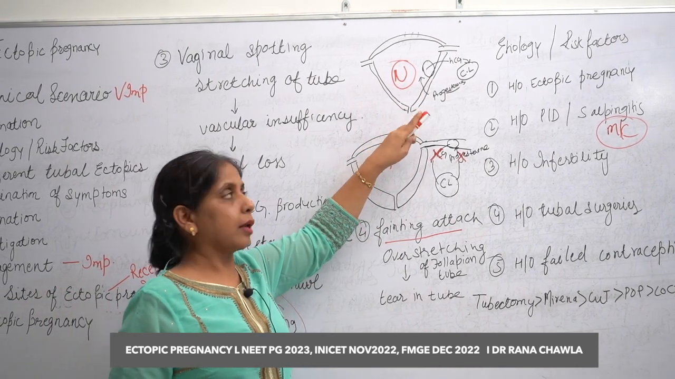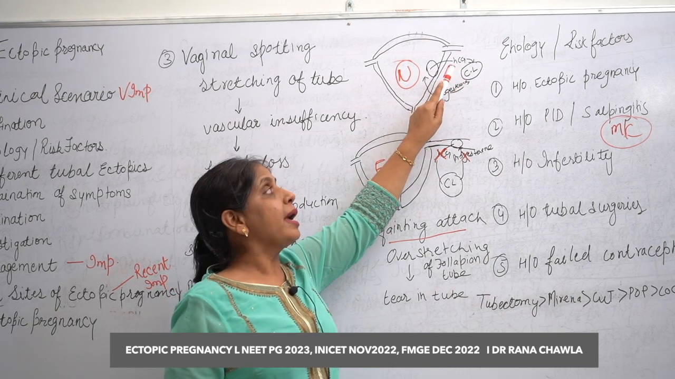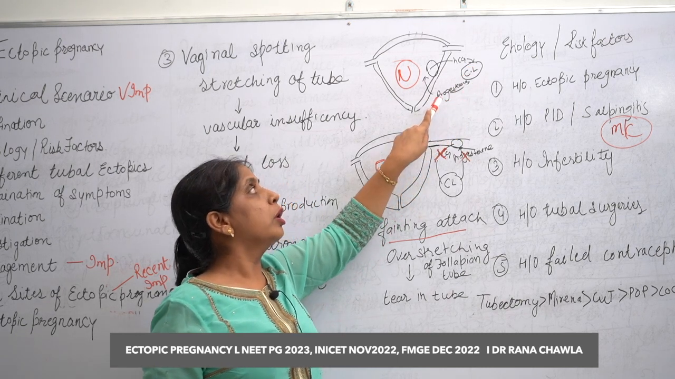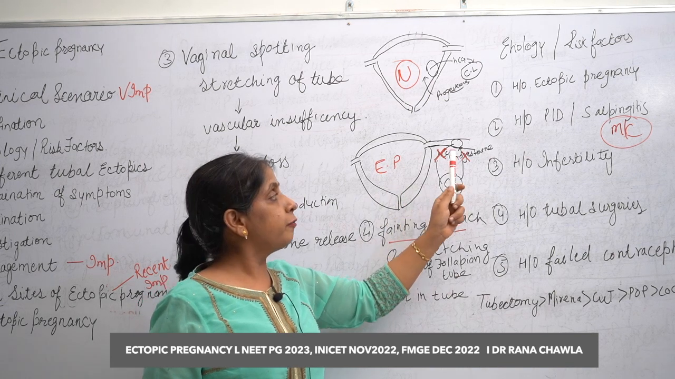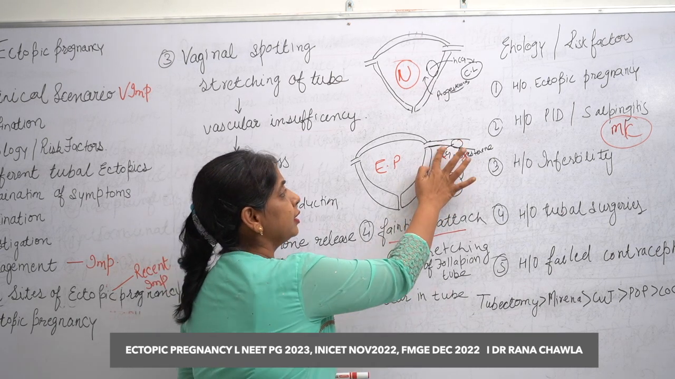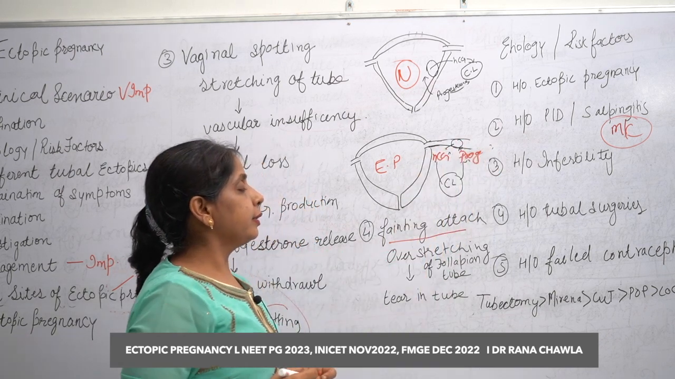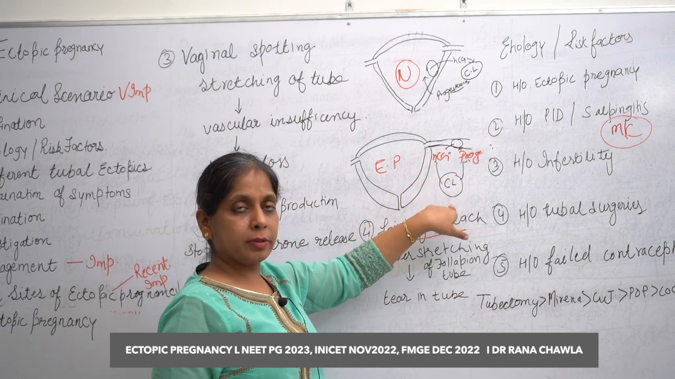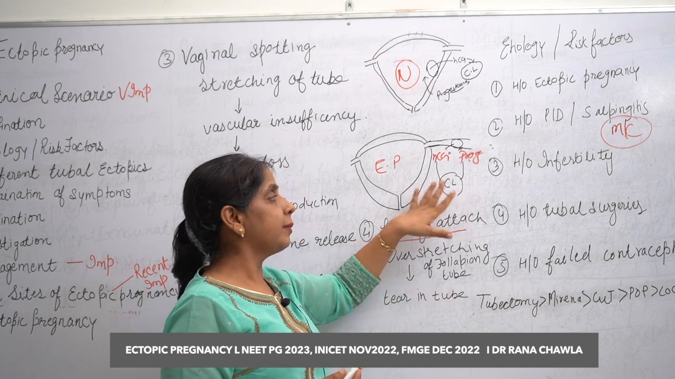Once again, this is a basic thing. The trophoblast cells of the embryo synthesize HCG. HCG maintains the corpus luteum, doesn't let it die. And this corpus luteum synthesizes progesterone, which maintains the pregnancy. Now in the ectopic pregnancy, the embryo is here in the tube. This ectopic embryo synthesizes HCG, HCG maintains the corpus luteum, the corpus luteum secretes progesterone, and that progesterone maintains the pregnancy. This is also happening the same in the ectopic pregnancy.